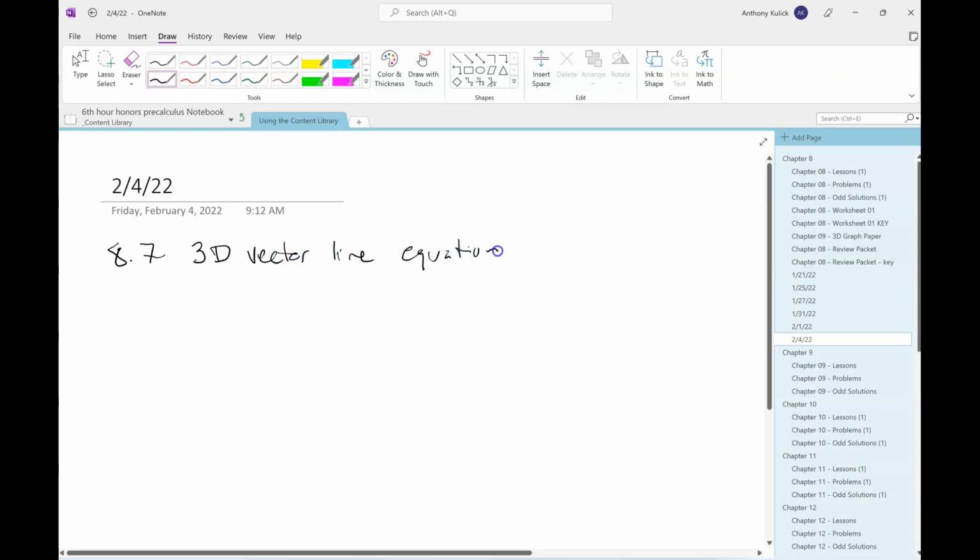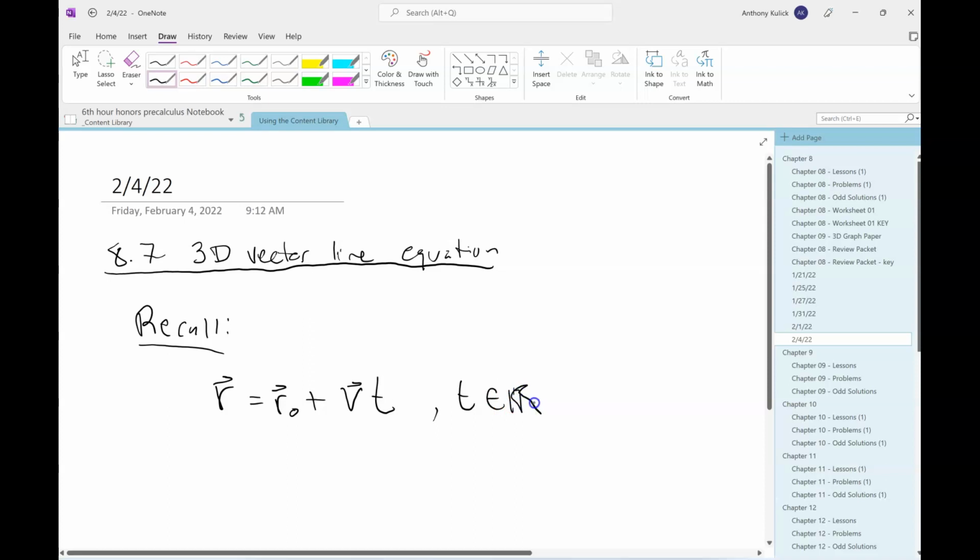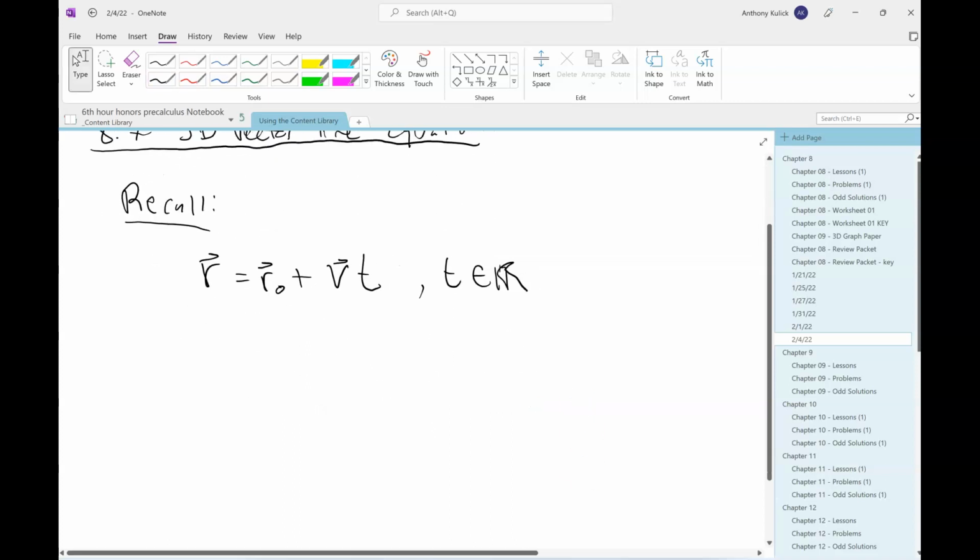So in section 7, we're going to be talking about three-dimensional vector line equations. If you guys remember from before, our general form for a vector line equation was this, where the vector r is equal to the vector r naught plus the vector v times t, where t is some scalar. Remember, we said that r naught is our point vector, and our vector v is our direction vector.